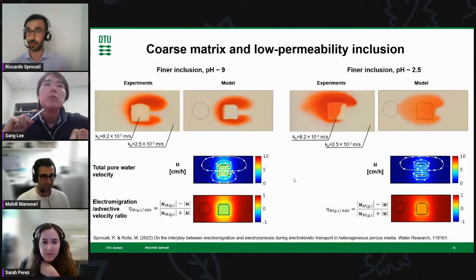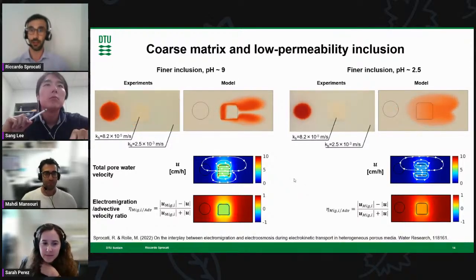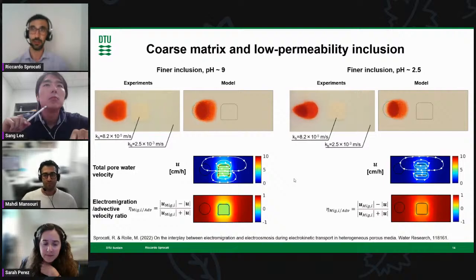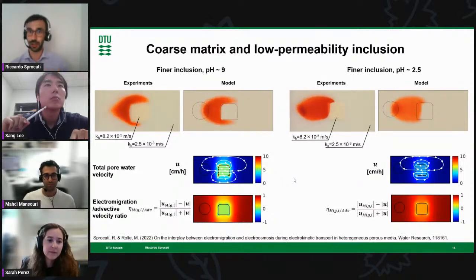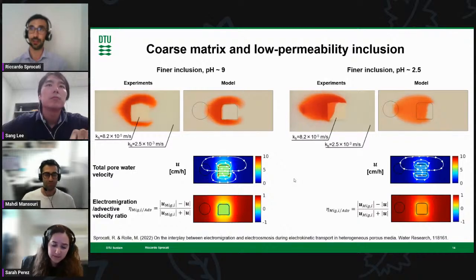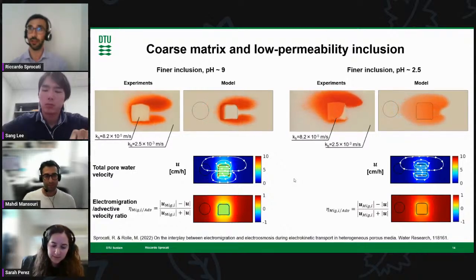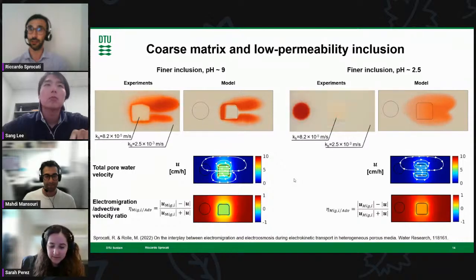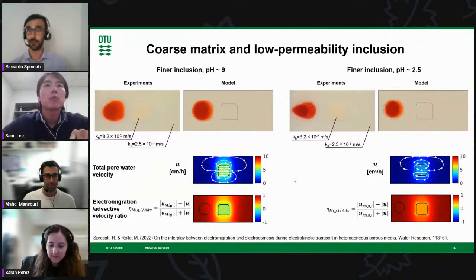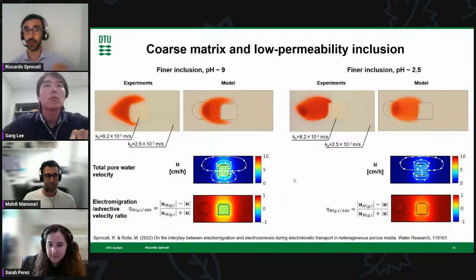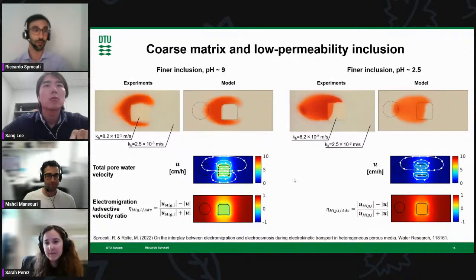Another important thing that we could prove with this work is that electromigration is not dependent on hydraulic conductivity, but is dependent on the tortuosity. And we could demonstrate that even if tortuosity is not dependent on the grain size, as you see from the pH 2.5 experiment, it can overcome this physical limitation.